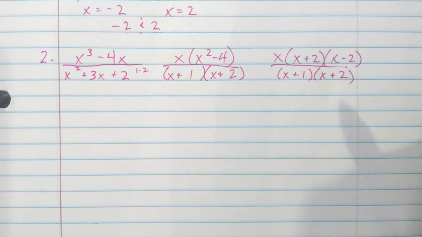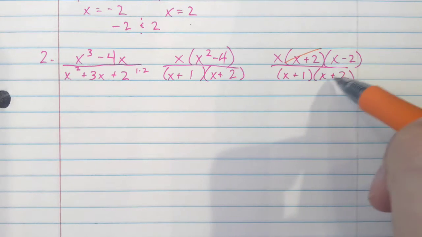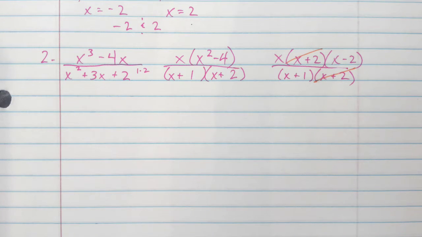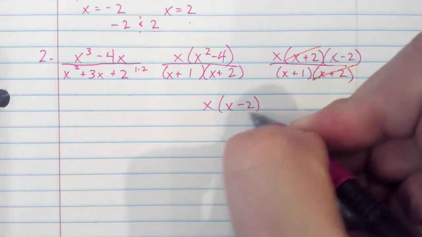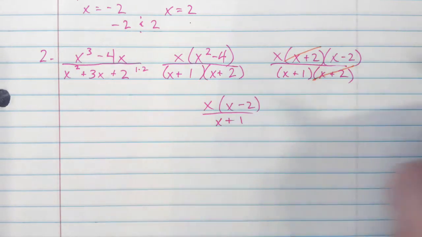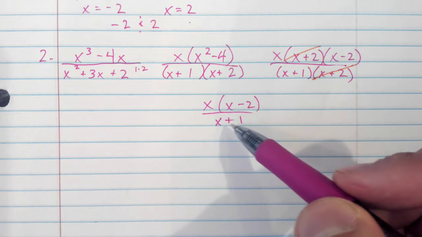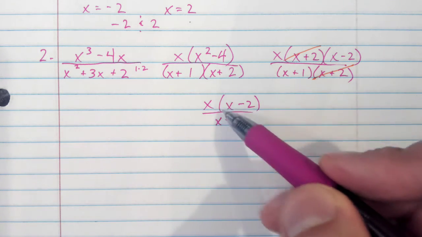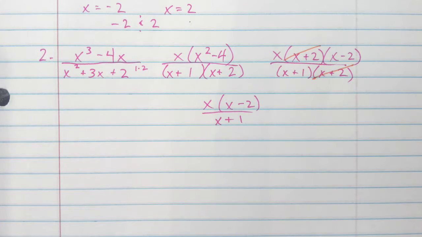And then from here, all I got to do is look for things that match. And if they match, one thing on top and one thing on bottom, you can cancel them out. So the x plus 2's would cancel. And looks like we'd have a final answer of x times x minus 2 over x plus 1. And remember, you can't cancel across addition, so those x's can't be crossed out because this one has an addition. If it were x times something, then yes, you could cancel those x's out, but it's not the case, so that's going to be your final answer there.